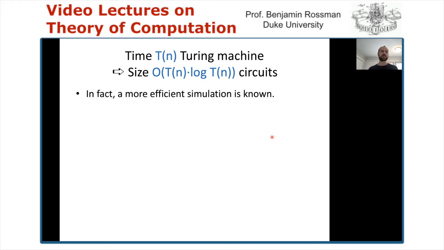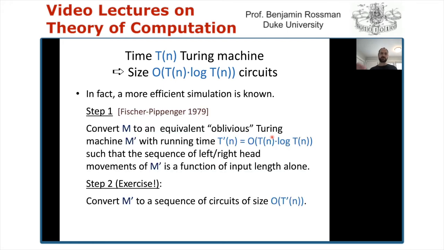I wanted to mention that a more efficient simulation is in fact known. There exist circuits of size t log t which simulate a time t Turing machine. To outline how that goes, the first step is to convert any Turing machine M into what's known as an oblivious Turing machine M prime with running time t prime equals t log t. Oblivious means that the sequence of left to right head movements of M prime is a function of the input length alone. On any two strings of the same length, the sequence of head movements of M prime will be the same.